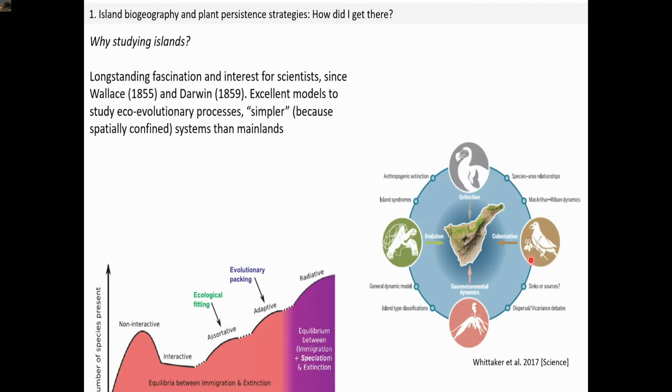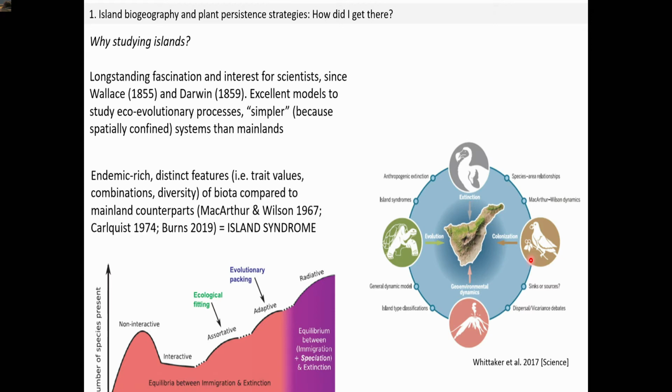So first, why islands? Well, islands have definitely been a research focus for centuries, starting even before Wallace and Darwin, and they are still considered excellent models to examine potential putative ecoevolutionary processes which are shaping the dynamics and formation of communities or entire floras or biotas on an island, because these are considered simpler systems than mainlands, being spatially confined.